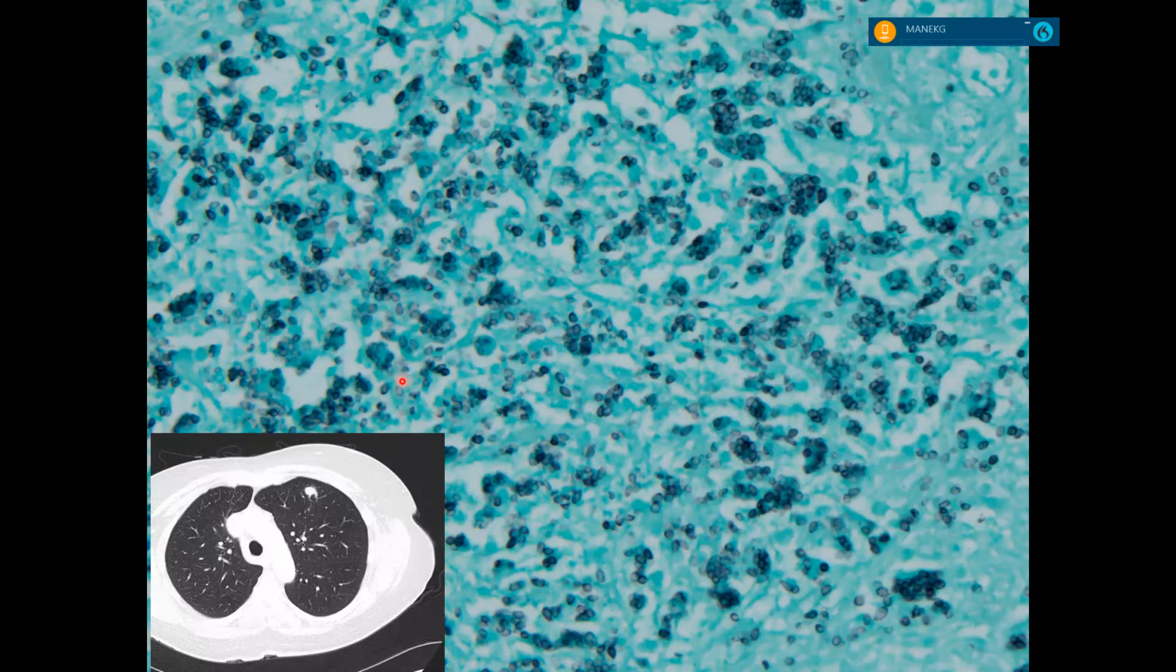For crypto, they'll give you a mucicarmine stain, and the yeast will be different in size. Both histo and crypto show narrow-based budding, meaning that where the mother and the daughter connect, that connection point is very narrow. I'm trying to find one here, something like there, right above the arrow. You see there's this and this, so the connection point is narrow. Here's another one, the mother and the daughter, and the connection point is narrow.